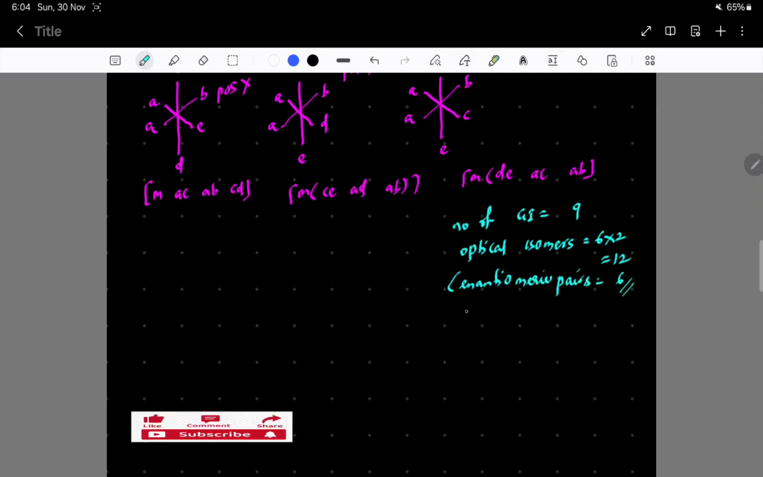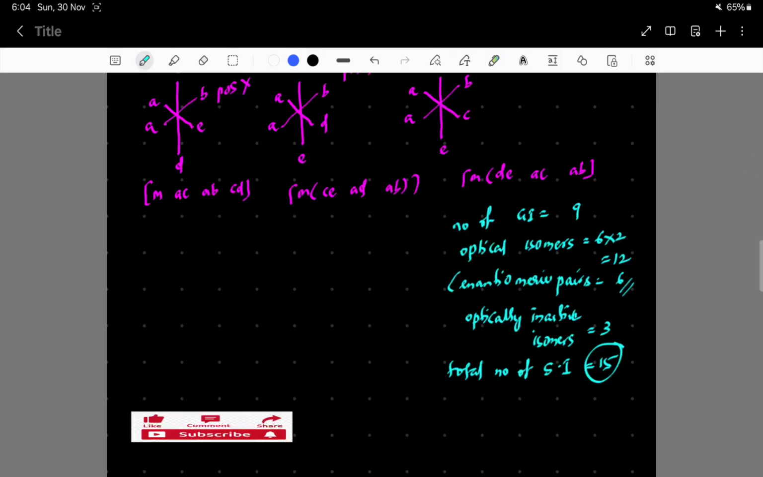Now tell me, student, a possible question from this example: how many optically inactive isomers? Optically inactive isomers I can write as 3. Now the total number of stereoisomers, the answer is 15.